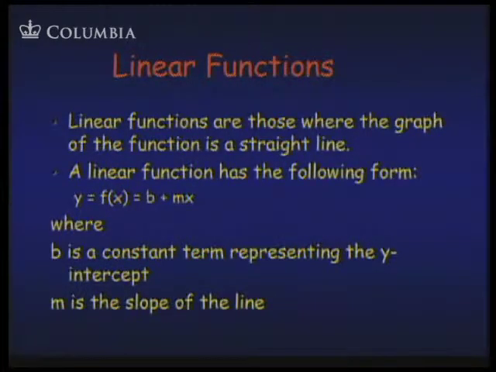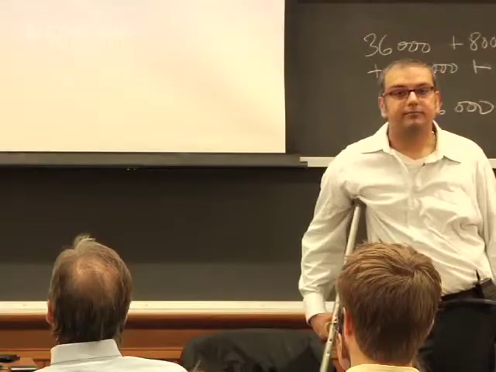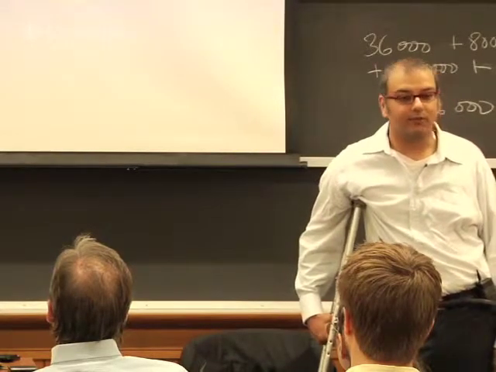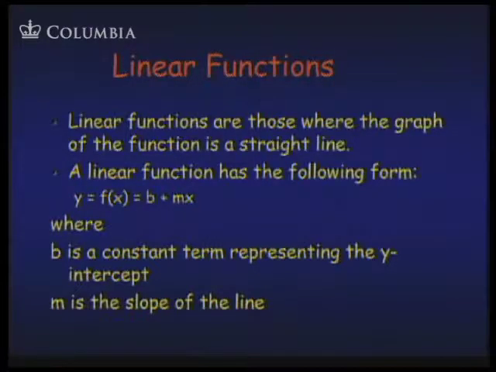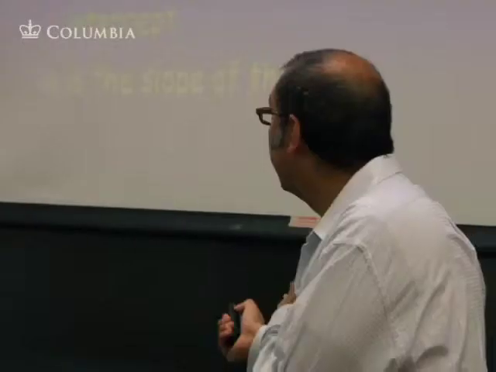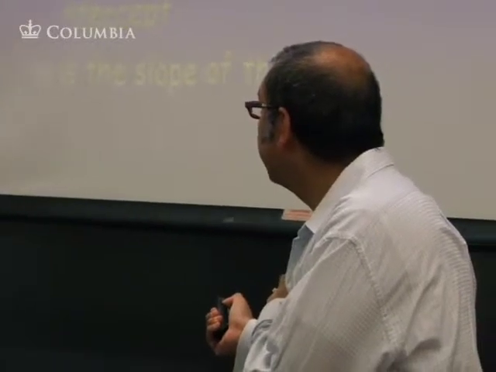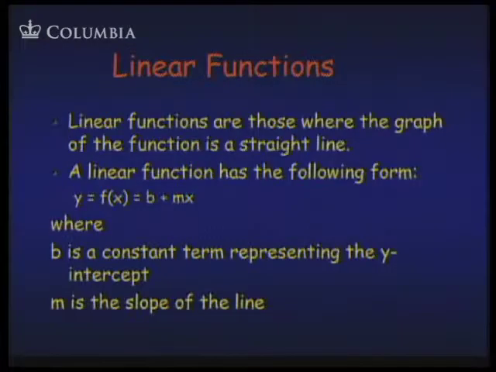But you may have seen y equals bx plus c or something like that. The quantity that multiplies the input variable is the slope coefficient, and the quantity that is on its own is the constant term, also known as the y-intercept. Okay?